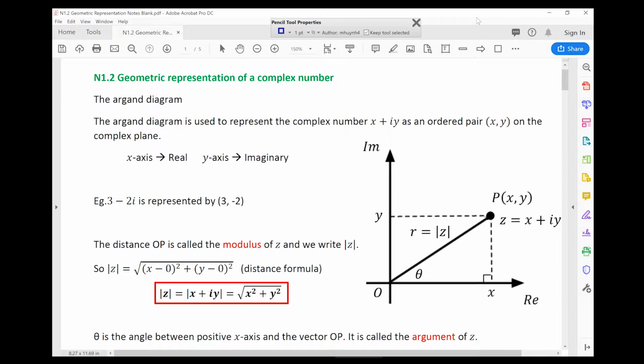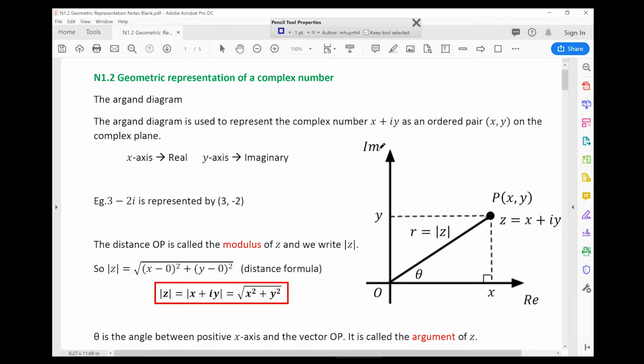So the first thing we'll look at is the Argand diagram. Pretty much this is just the complex plane. When we're graphing, we know a complex number x plus iy is our ordered pair. The real bit is the x and the imaginary bit is our y. On the complex plane, the x-axis is your real axis, and the imaginary axis is pretty much your y-axis.